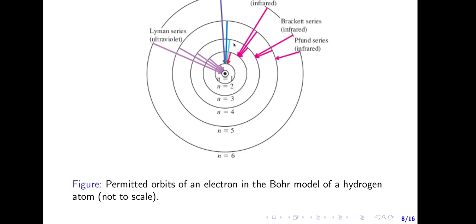When it is from any other orbit to n equals 2, they call it the Balmer series. When it's from any orbit to n equals 3, we call it the Paschen series. When it's from any orbit to n equals 4, we call it the Brackett series. And when it's from any arbitrary orbit to n equals 5, we call it the Pfund series. So we have the Lyman, Balmer, Paschen, Brackett, Pfund. So these are the energy levels of the electron in the hydrogen atom.